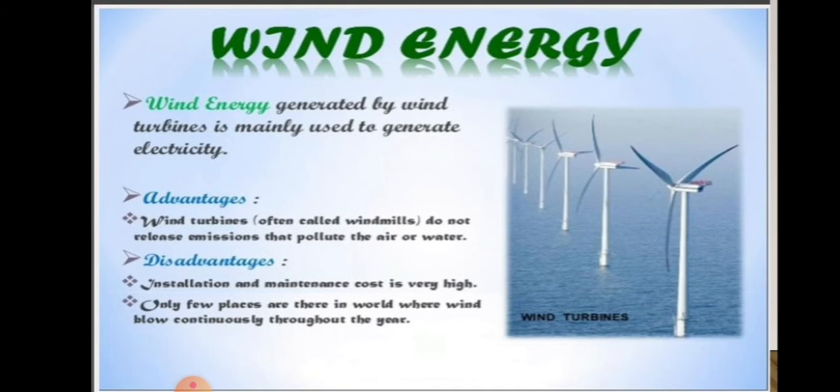Next is wind energy. Wind energy generated by wind turbines is mainly used to generate electricity. Advantage: wind turbines do not release emissions that pollute the air or water. It means it does not cause any pollution, and it is environment friendly. But the cost of these turbines is very high. So this is the disadvantage.